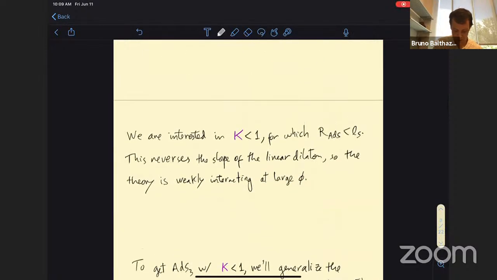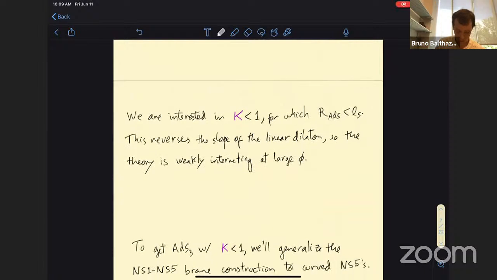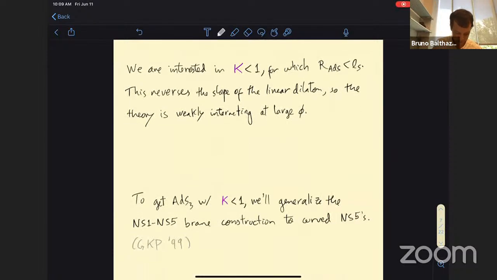Yeah, so as I mentioned, we're interested in k less than 1. This reverses the slope of the linear dilaton. And to get a similar construction to what we had at the start, we're going to generalize the NS1, NS5 brane construction to now have curved NS5 branes that are going to be wrapping singular cycles. And this is based on the construction of Giveon, Kutasov, and Pelc in '99.